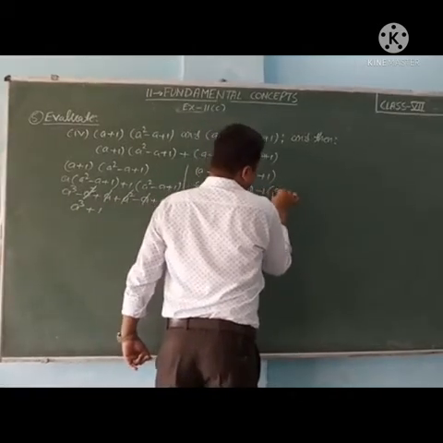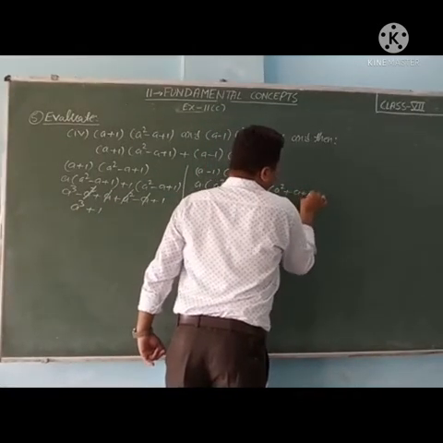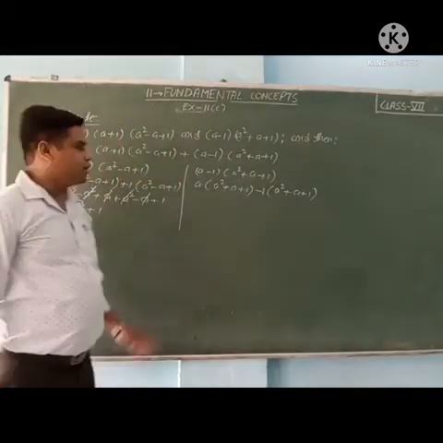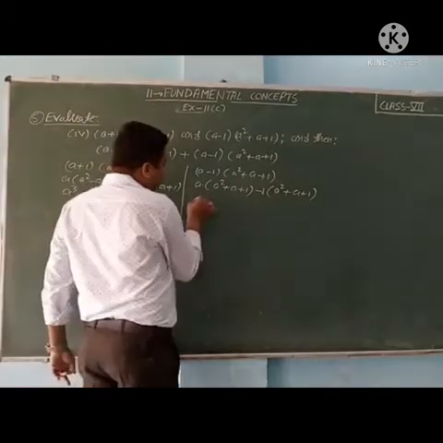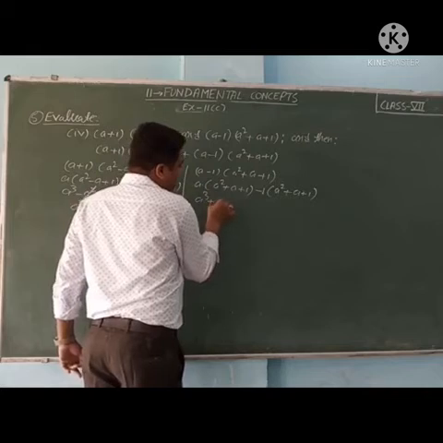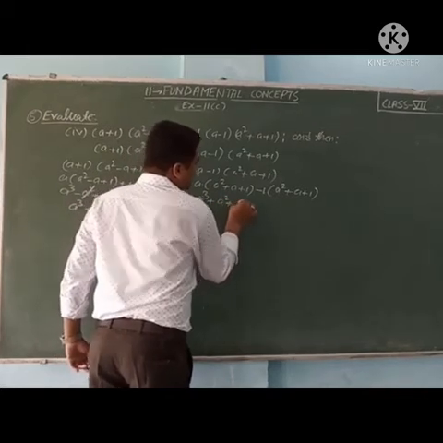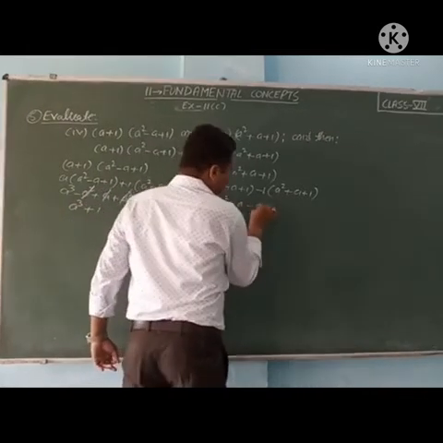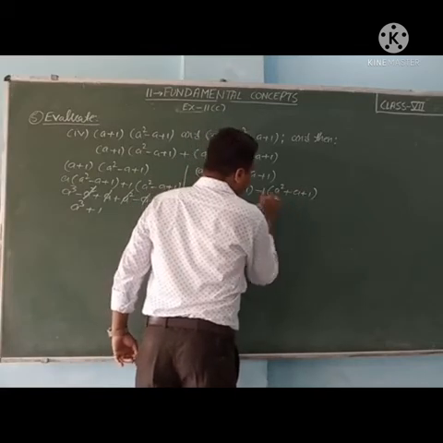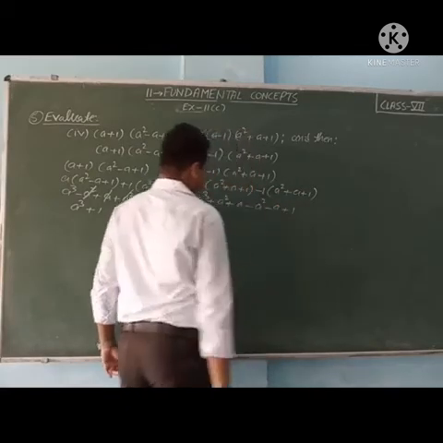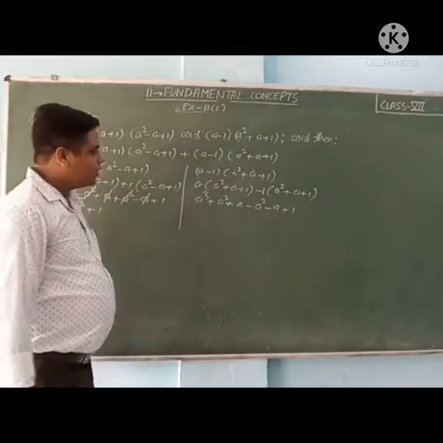Minus 1, a square plus a plus 1. Now we will do the multiply. A into a square, a cube, plus a into a square, then plus a into 1, a. Minus a square, minus a, minus plus 1. So a cube, any other a cube?